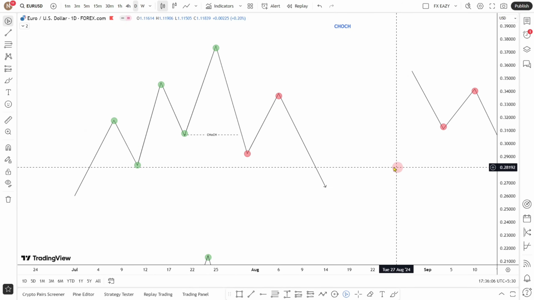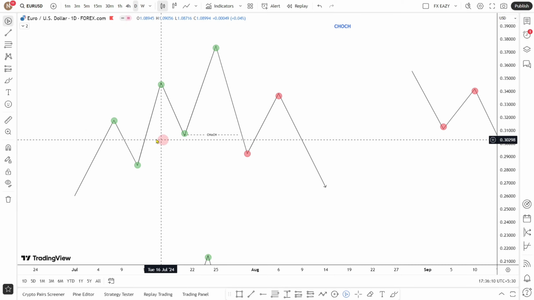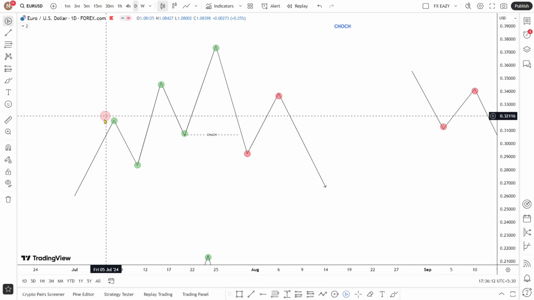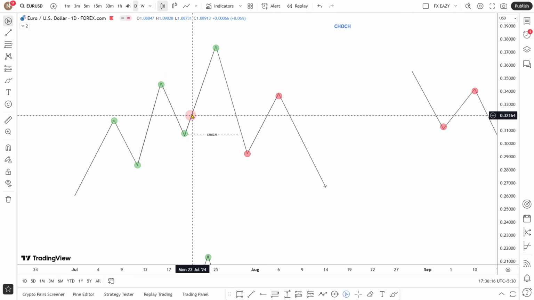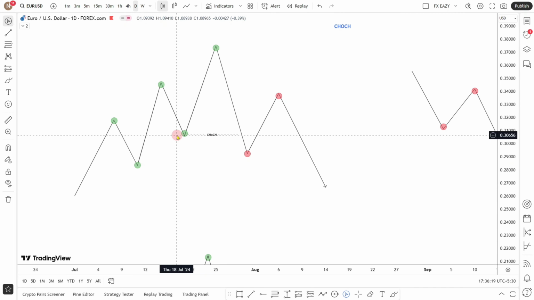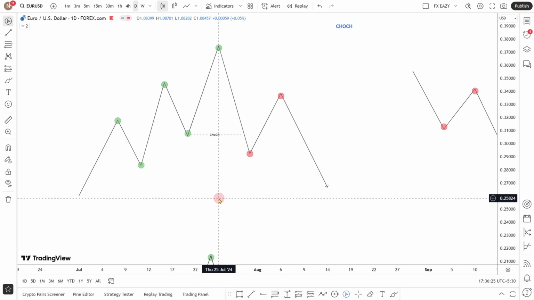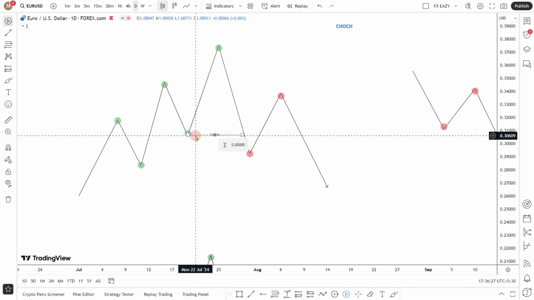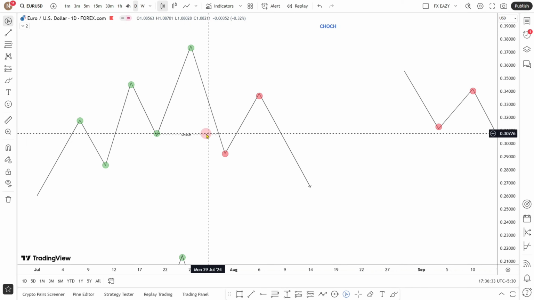So in an uptrend, this is your higher high, this is your higher low, this is your higher high, this is your higher low, and after a higher high, when the market closes below your previous higher low, that is known as your CHoCH point. Okay, this is your CHoCH point, or change of character point. Here one thing is confirmed, that the market has changed its trend.